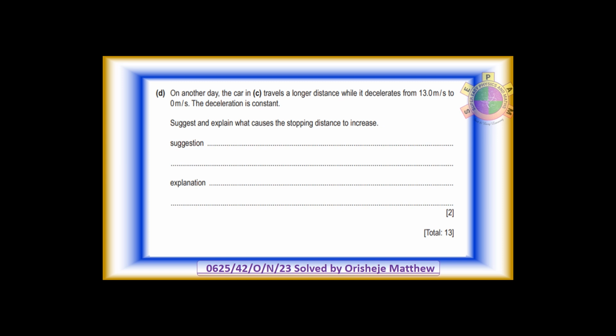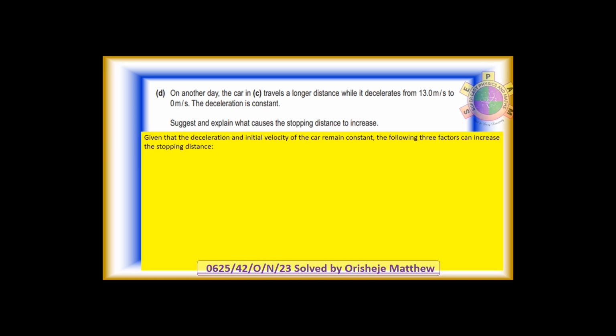Question 1d. On another day, the car in C travels a longer distance while it decelerates from 13 meters per second to 0 meters per second. The deceleration is constant. Suggest and explain what causes the stopping distance to increase. Given that the deceleration and initial velocity of the car remain constant, the following three factors can increase the stopping distance. Number 1, increased road gradient, uphill slope.